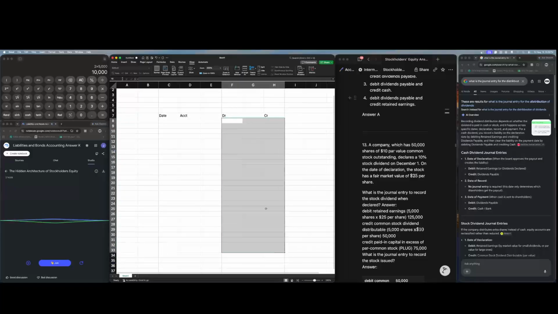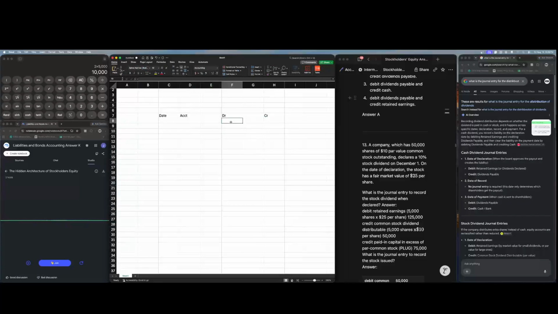Jumping straight into the numbers for a stock dividend. Let's unpack the scenario for question 13 with those 50,000 shares. If the company declares a 10% dividend, they are issuing 5,000 new shares. Since 10% is under that 25% threshold, we call this a small stock dividend. The rule for small dividends is that we must use the fair market value. In our guide, that market value is $25.